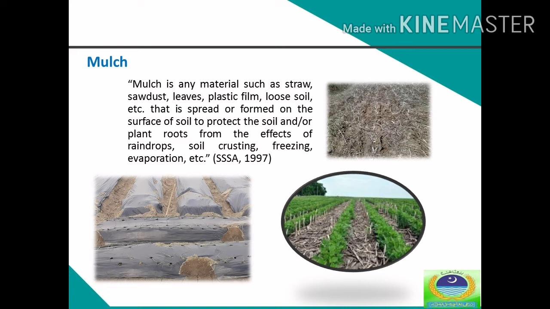According to the Soil Science Society of America, any materials such as straw, sawdust, leaves, plastic film, or loose soil that is spread or formed on the surface of the soil to protect the soil and plant roots from the effects of raindrops, soil crusting, freezing, and evaporation is called mulch.